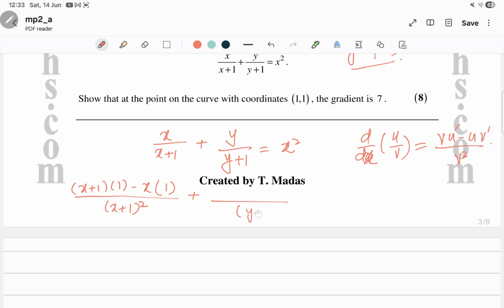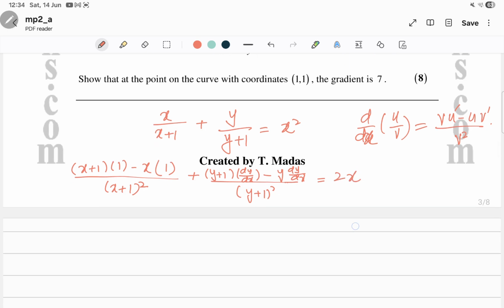So the square of the denominator as it is, then the derivative of the numerator, which is dy over dx, minus the numerator as it is, times the derivative of the denominator, which will be dy over dx. And on the right hand side you have x squared, so the derivative of this is 2x.